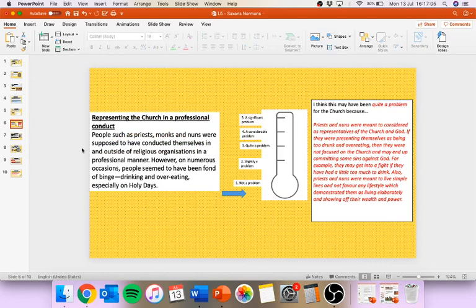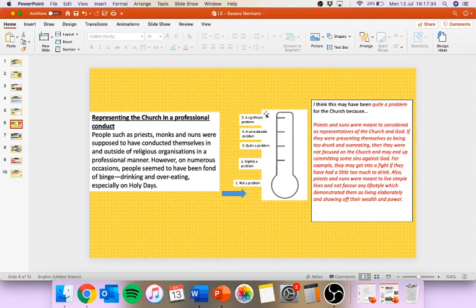So here we've got representing the church in a professional conduct. So here is our evidence. People such as priests, monks and nuns were supposed to have conducted themselves in and outside of religious organisations in a professional manner. However, on numerous occasions, people seem to have been fond of binge drinking and overeating, especially on holy days, so where they're worshipping or celebrating different saints.